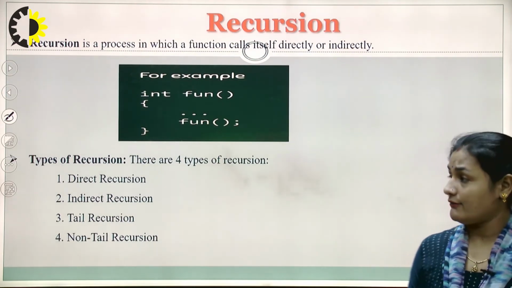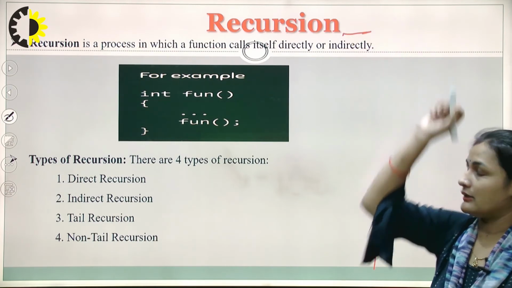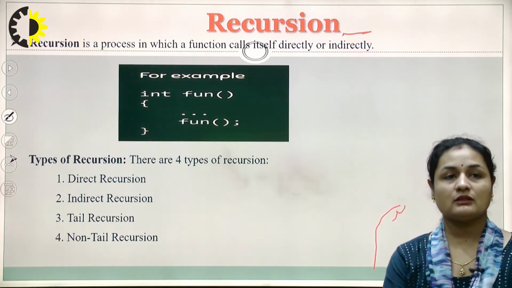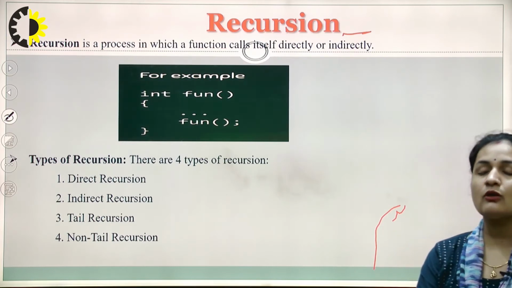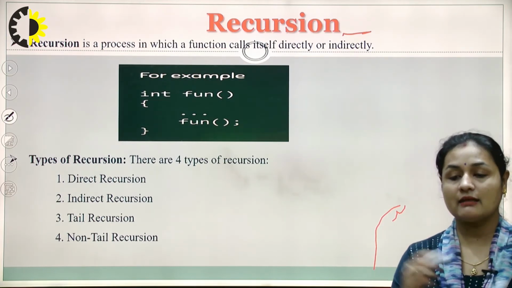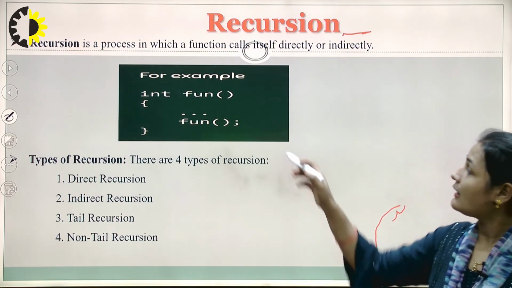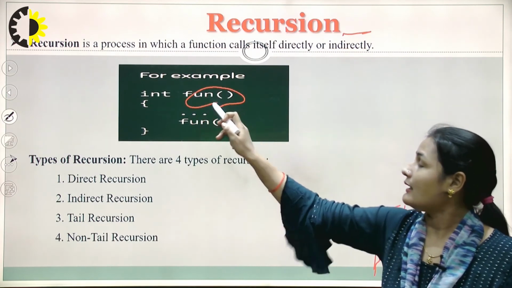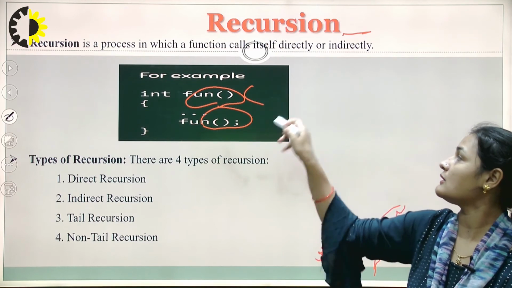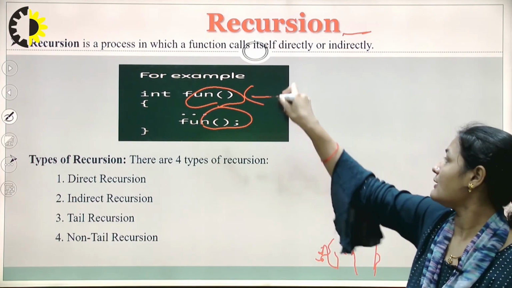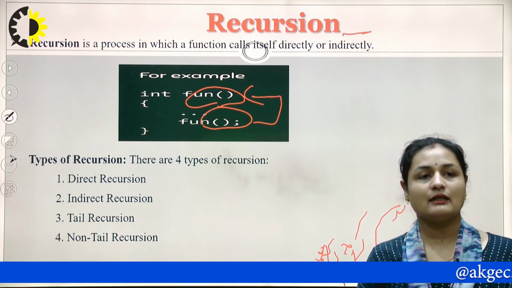Now after call by value and call by reference, the next topic is recursion. Recursion is a process in which a function calls itself directly or indirectly. When a function calls itself or repeats itself several times, then this process is known as recursion. Here there is a function fun, and inside that function fun is repeating itself. So this process is known as recursion, because this function is repeating itself several times.